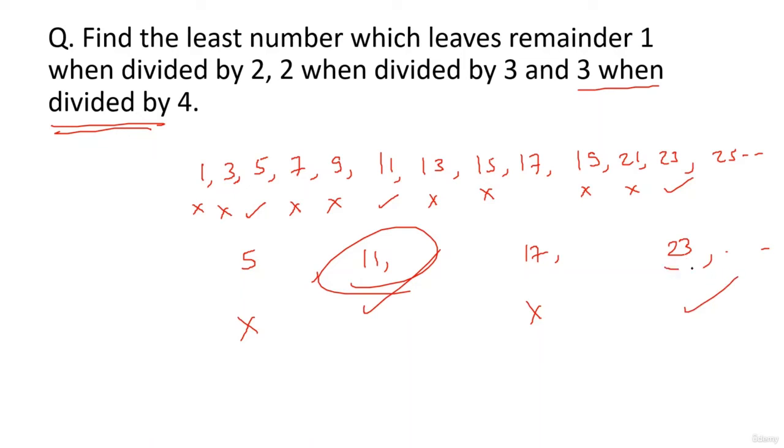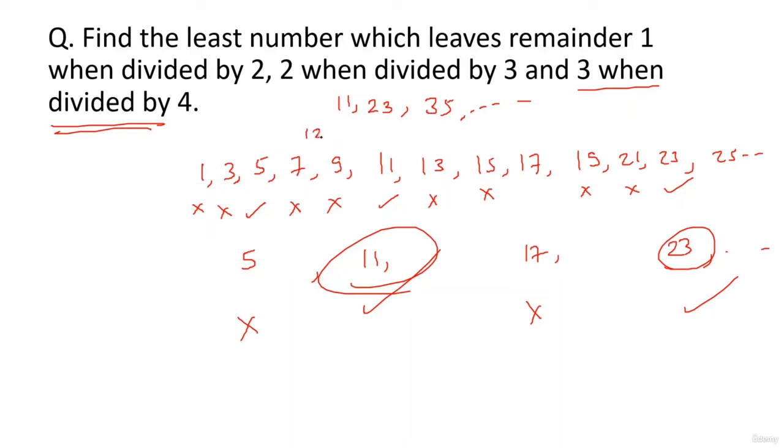So what do you observe? We have a pattern being formed, right? The least number of this category is 11 as we found. The next number is 23. What is the gap between the two? 12, right? So the next number will be how much? 23 plus 12, 35. So if you observe carefully, all these numbers are basically multiples of 12 minus 1, right?